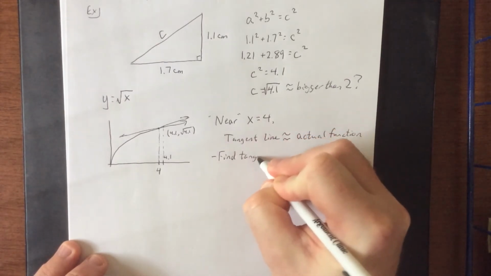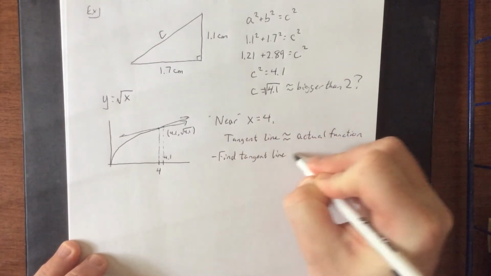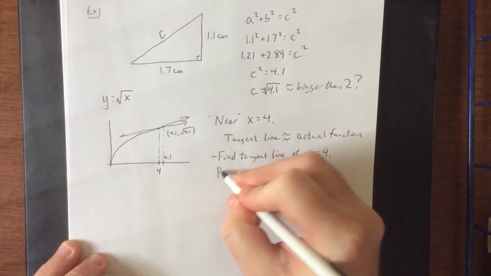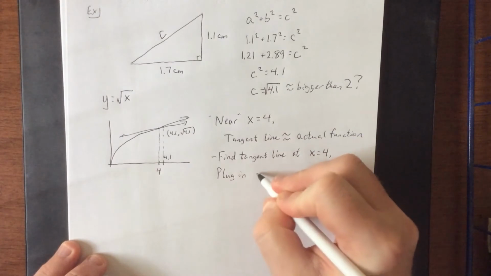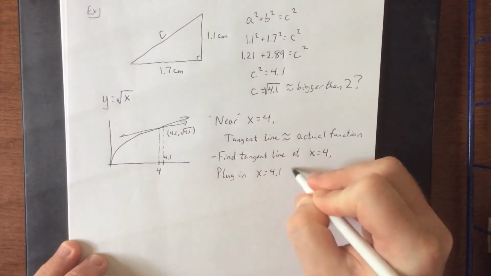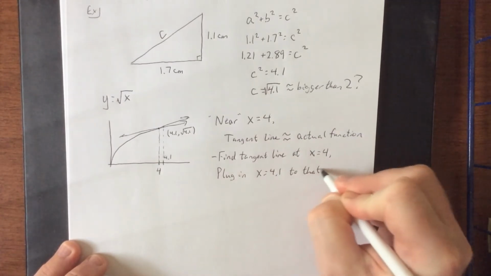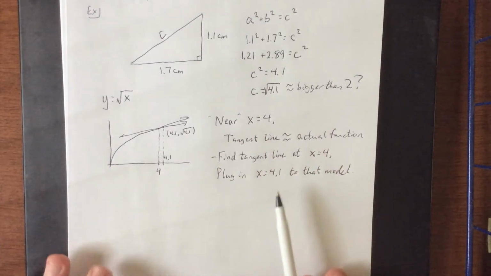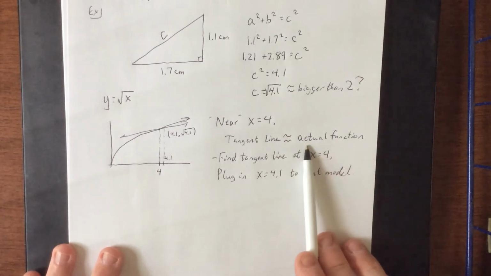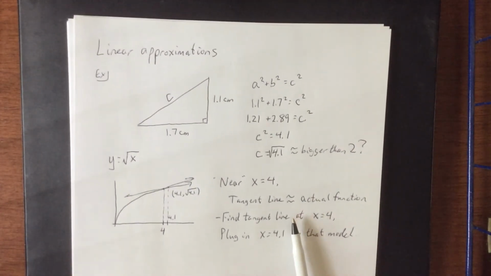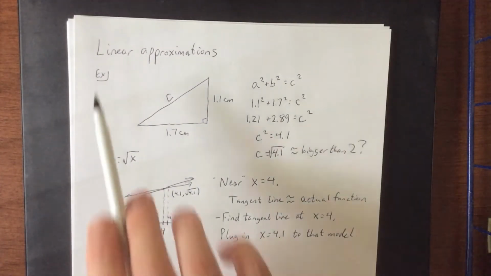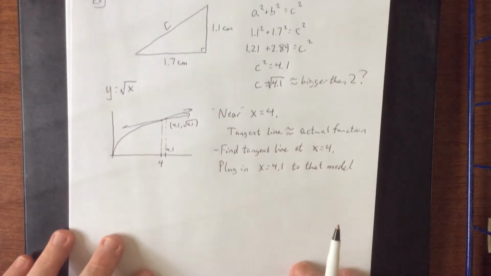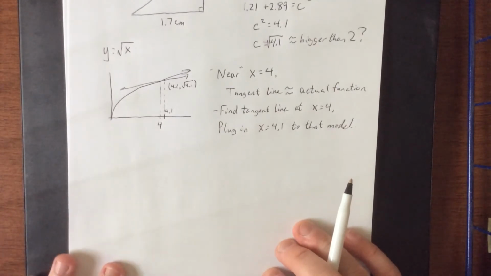Find the tangent line at x equals 4, and then plug in x equals 4.1 to that model. Now, because it's an approximation of the original function, and because it's a tangent line doing it, this is where the term linear approximation comes from. So approximating an actual function using a line.